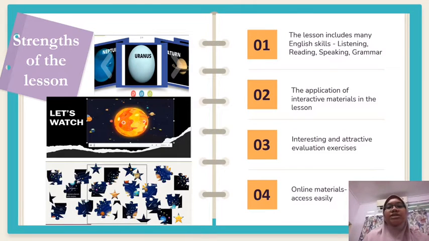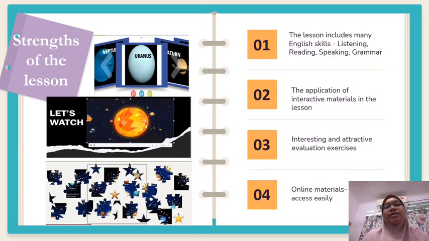Okay, so the second strength is the application of interactive materials in the lesson. If you can see the pictures here, the first picture is the flashcard. The flashcard is made online, and then we also have a movie to be watched by the students, and we also have the game. At the end of the lesson, to conclude, we provide games, a puzzle and online questions for the students. These are all interactive materials because they are colorful, have shapes, and are attractive, and they will catch the students' attention.